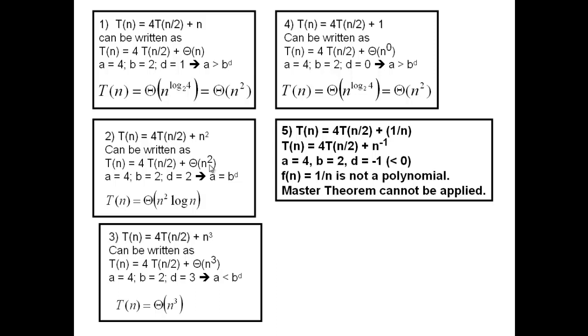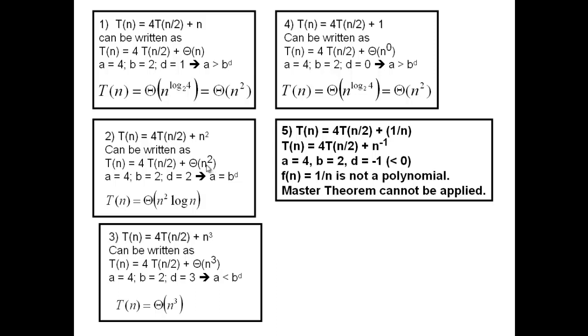So find then b raised to d. In this case, b raised to d is also 4, same as a. So the formula is theta of n raised to d log n, which means d is 2. So T of n is theta of n square log n.